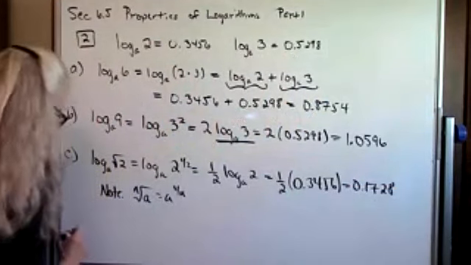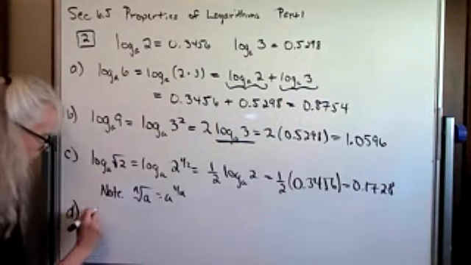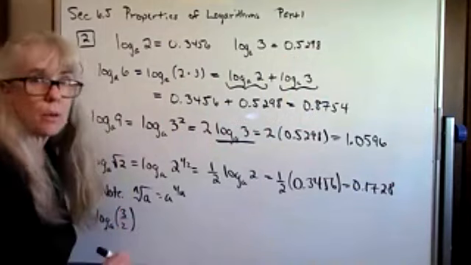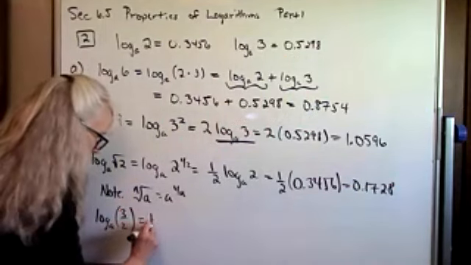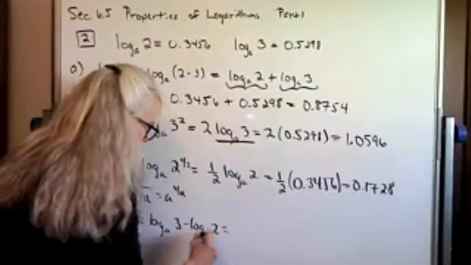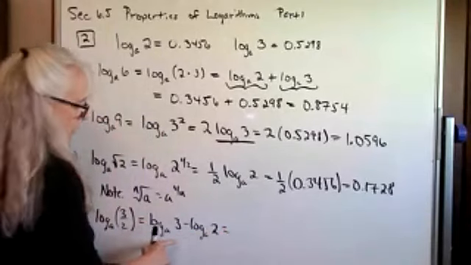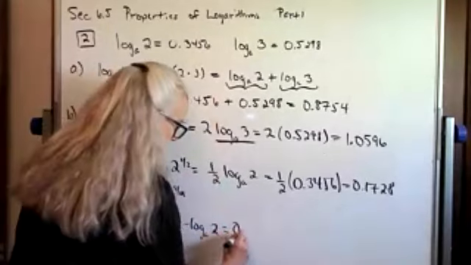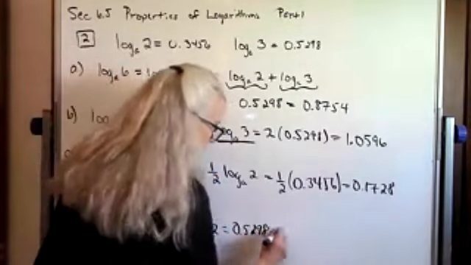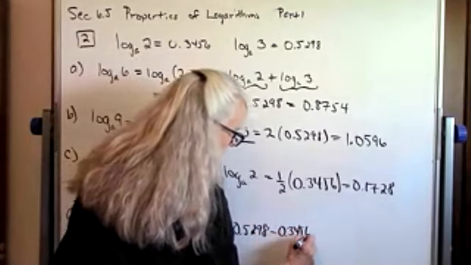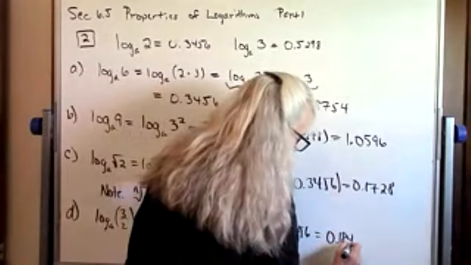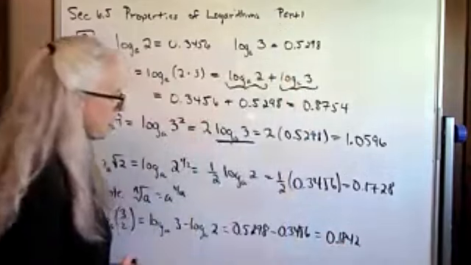Part D says, what about log base A of 3 over 2? Well, that's a quotient, and we have a property that tells us if we have the quotient, we can rewrite it as the difference of those two logarithms. So we end up with log base A of 3 minus log base A of 2. Now we'll do our replacement of 0.5298 for the log base A of 3. And log base A of 2 is 0.3456. We'll just subtract those two, and if we do that, we end up with 0.18. That's our answer. Beautiful.